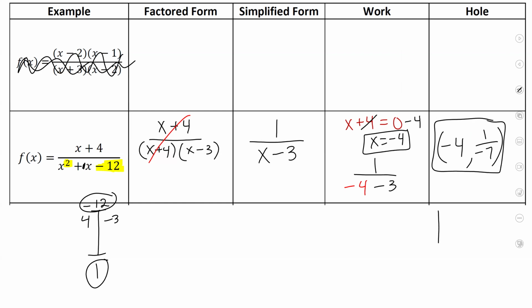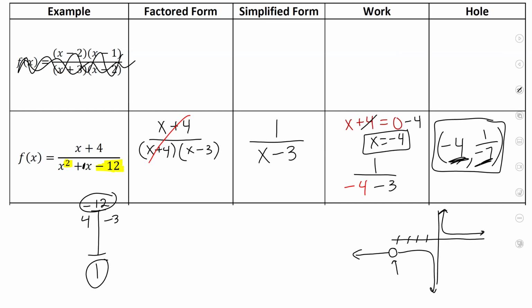Let me draw you a picture of what this might look like. I have a hole at -4 and then 1 over -7. -4 is here, 1, 2, 3, 4. -7 would be down here. So that means I have a hole right there. Maybe the graph looks something like this. My hole is right here at -4, -1/7. We're finding the location of the hole today.